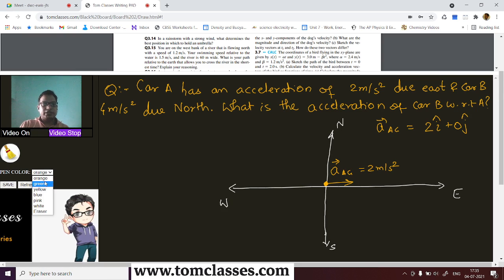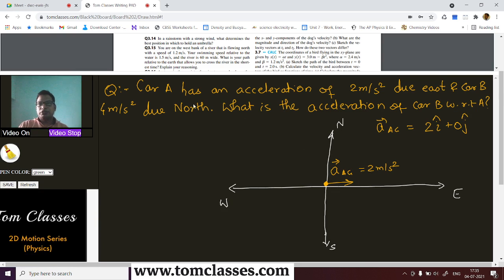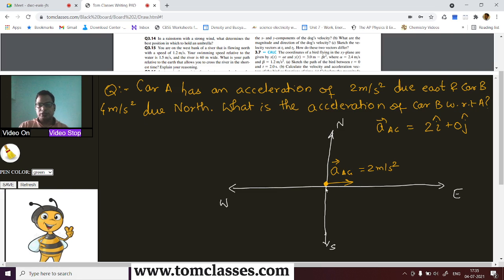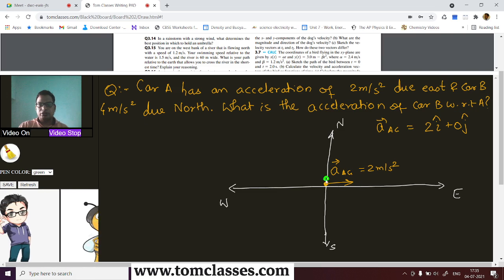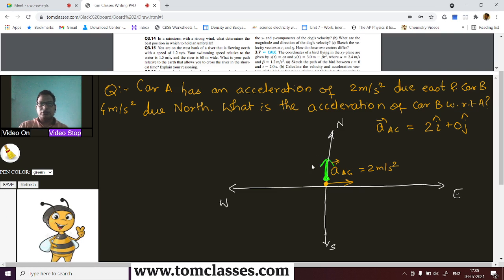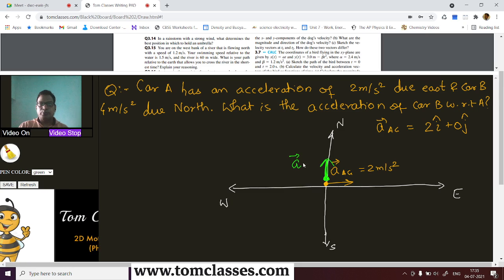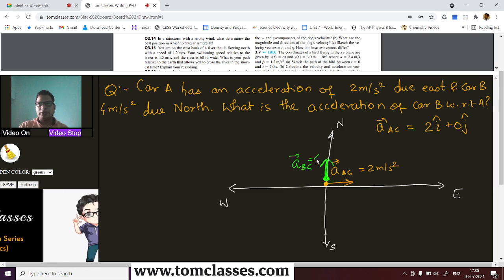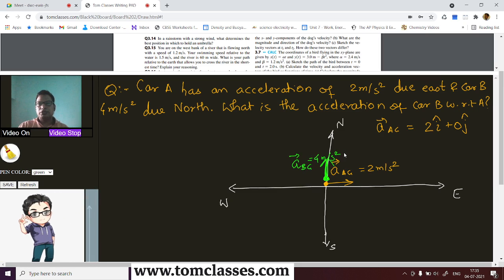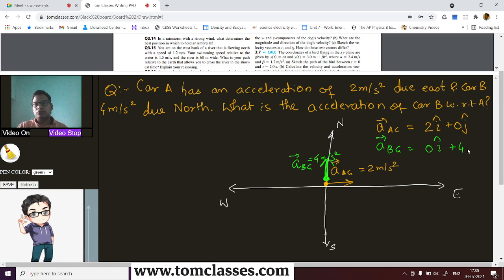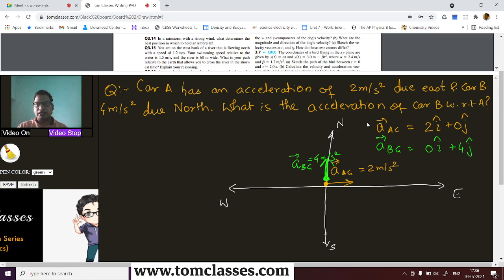Now there is another body, which is car B, going due north. Car B is over here, and it has an acceleration of B with respect to ground. That is 4 meters per second squared. So how am I going to write a_BG? This is 0i plus 4j. In terms of vector, I am going to write it like this.